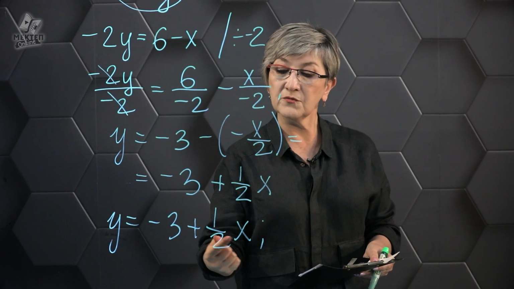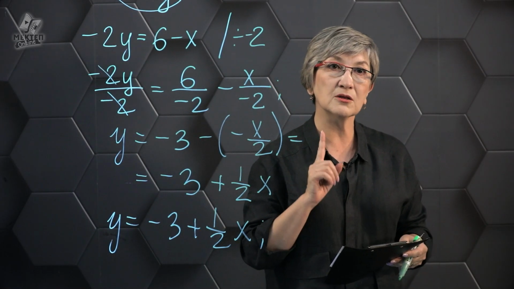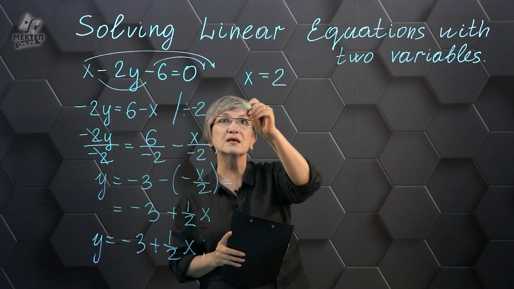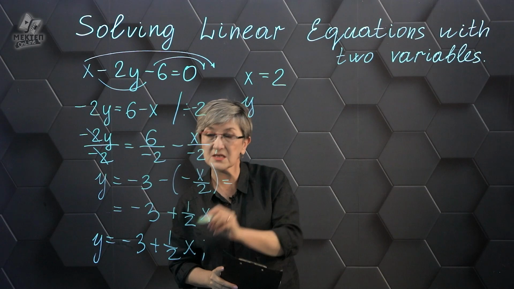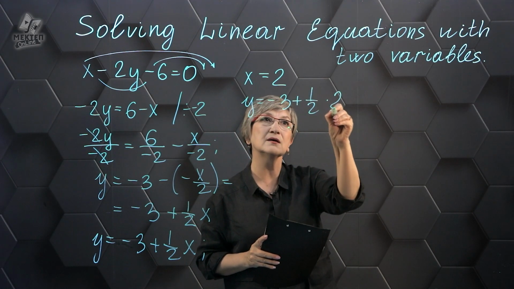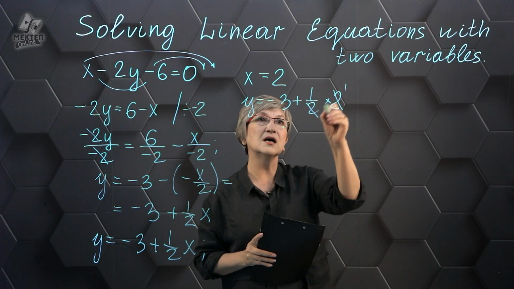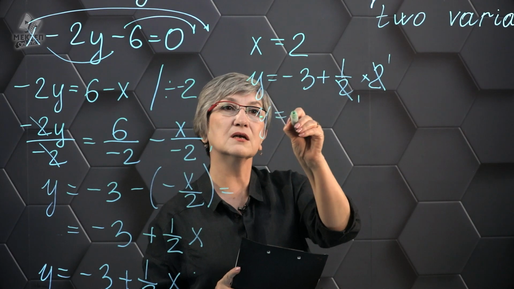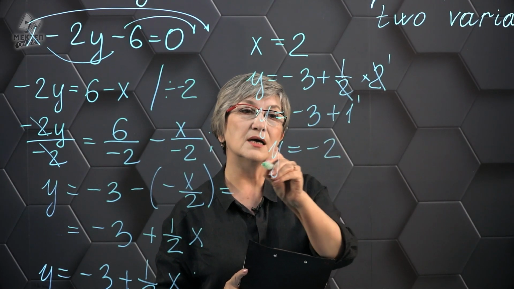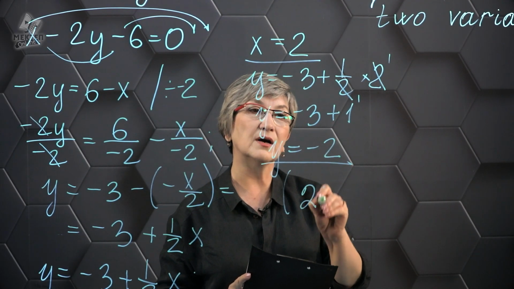In this case, we need to substitute any value instead of x. Let's find one of the solutions. If x is 2, then we substitute 2 in place of x, and we have y equals minus 3 plus one half times 2. And then we can divide 2 and 2 by 2. That leaves 1 and 1. And the result is y equals minus 3 plus 1, and y will equal minus 2. Now let's write down the solution. It's the pair of numbers 2 and minus 2.